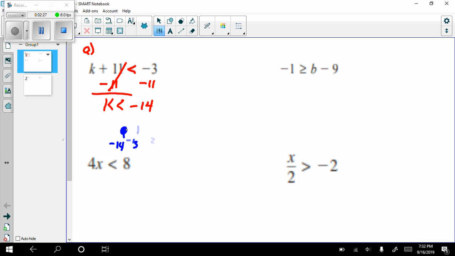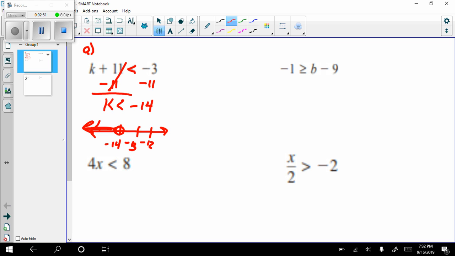But this is actually an inequality, which means there's more than one solution. So I'm going to redraw this number line, negative 12, negative 13, negative 14, and we are going to put an open circle here at the negative 14. What this inequality says is anything that is less than negative 14 is going to be a solution to this inequality.